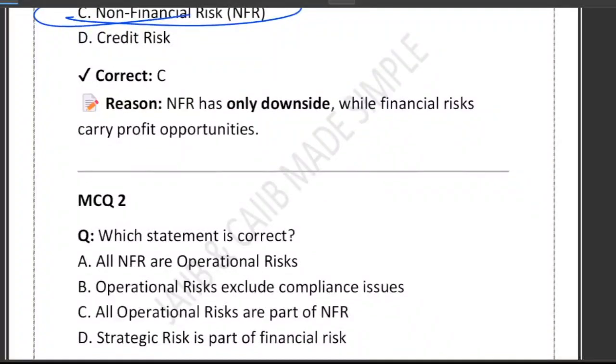Next question. Which statement is correct? All NFR are operational risk? No, wrong. Operational risk excludes compliance issues. All operational risk are part of NFR?